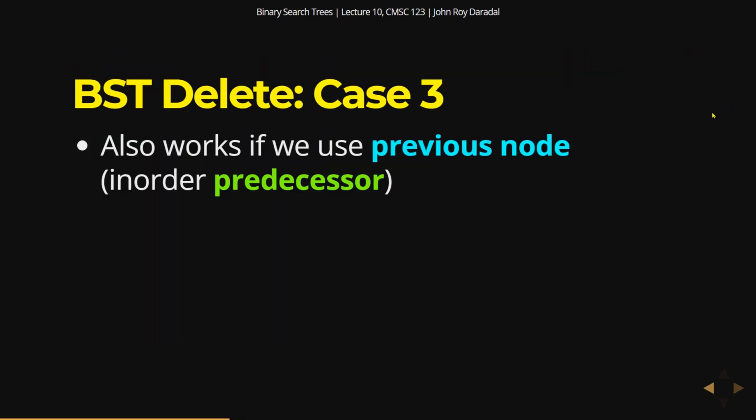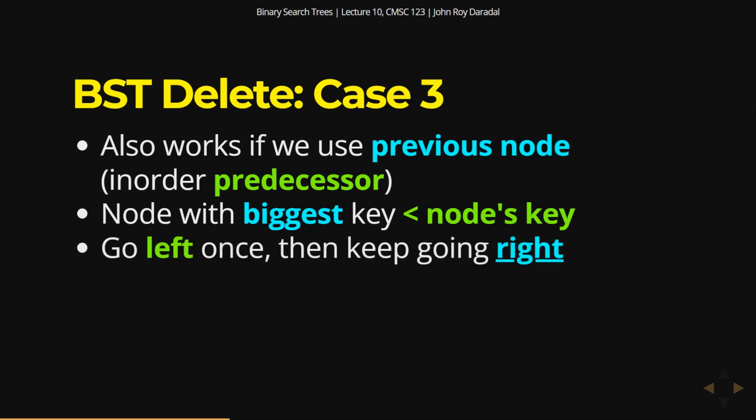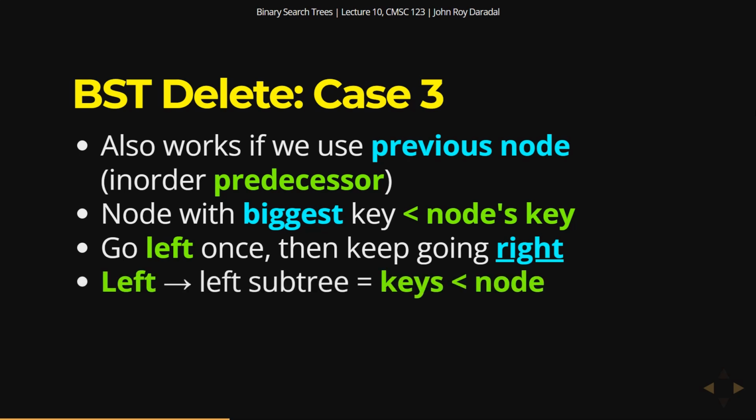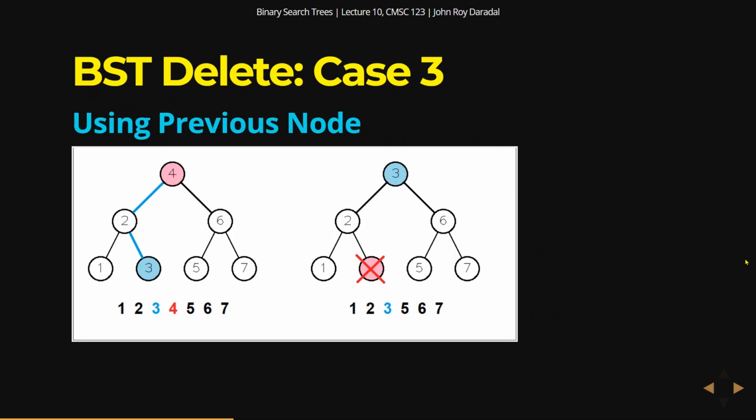So instead of the in order successor, you can also use the in order predecessor, so it works fine as well. This is the node with the biggest key that is less than the node's key. So it's the opposite, right? Here's the previous. Instead of going right and then keep going left, we'll go left once and then keep going right. So we go left because we want to go to the left subtree where the keys are less than the node, and we keep going right because we want to go to the rightmost part of the subtree wherein we get the biggest key. So previous node also works. Go left and then keep going right.